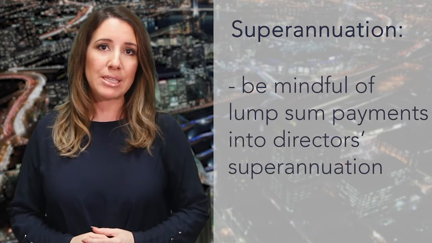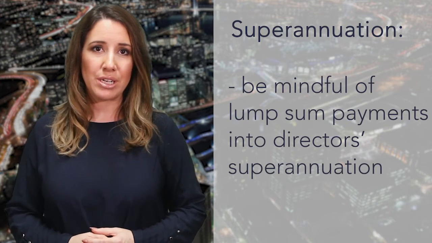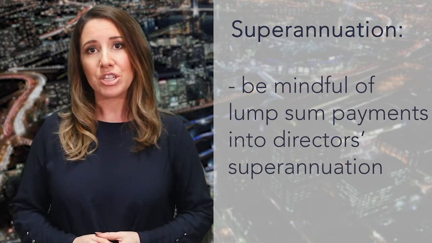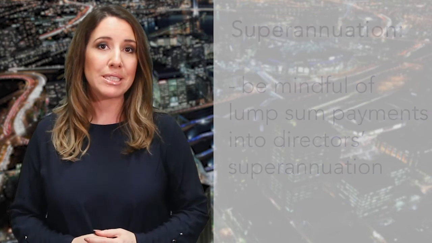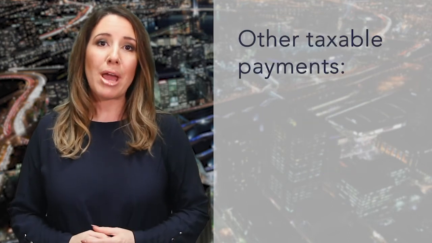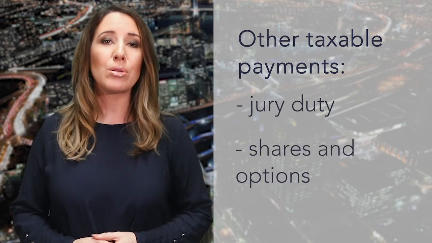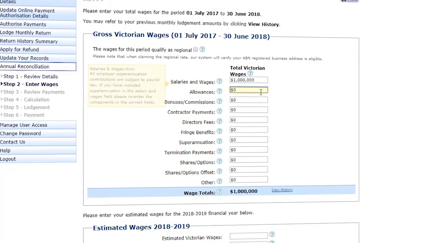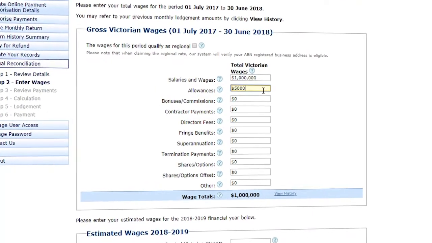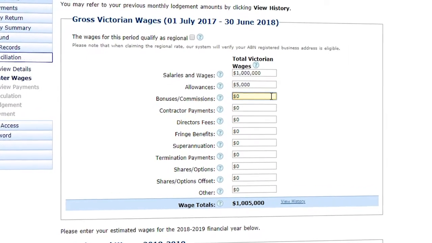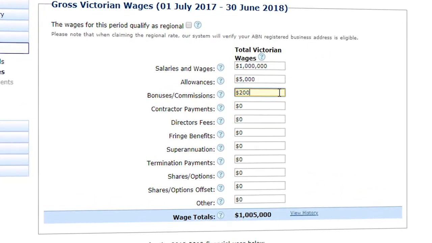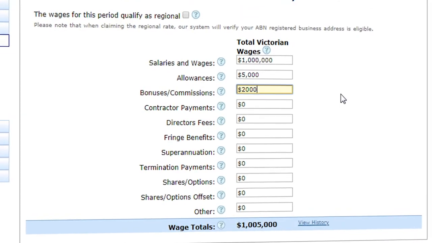Be mindful of lump sum payments into directors' superannuation, particularly at the end of the financial year, as this can sometimes be missed. Other taxable payments include jury duty and the value of shares granted or vested under an employee share scheme. If you've missed declaring any of these payments during the year, you can use the annual reconciliation to correct this. Simply add them to the relevant fields in Payroll Tax Express, and the system will reconcile the additional amounts against any payments made as part of lodging your monthly returns.